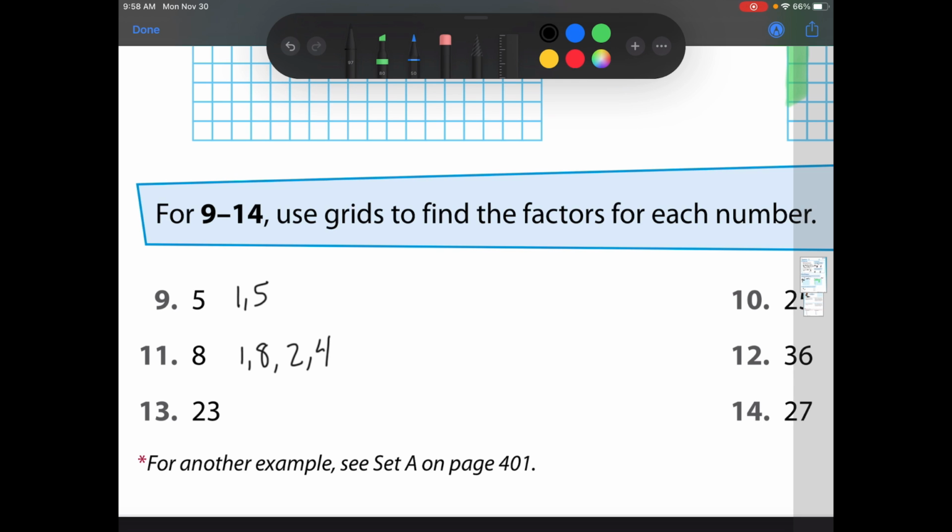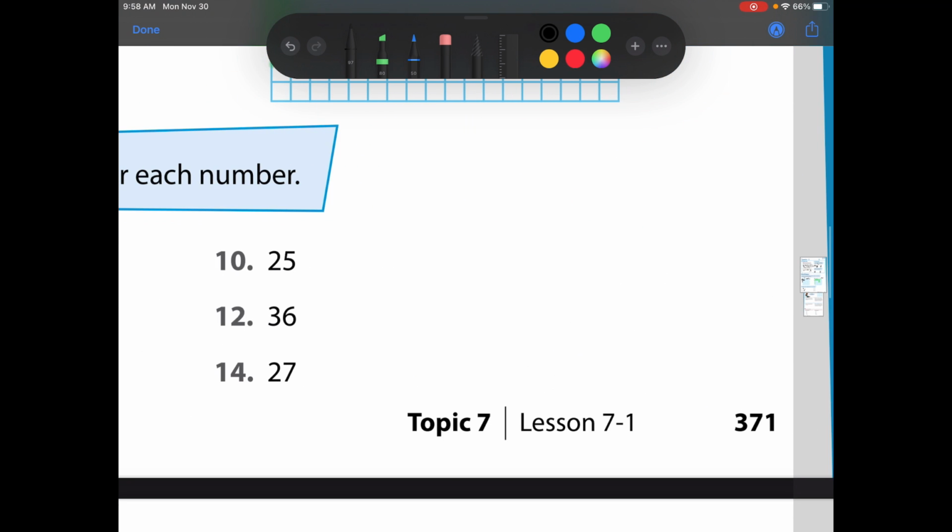23, that's going to be something that we call a prime number that we'll find out. The only way to arrange 23 is by 1 times 23. 1 row of 23, or 23 rows of 1. Now, number 10, 1 times 25. And I also know since it ends in a 5, I can multiply it by 5 as well. 5 times 5. So my factors are 1, 5, and 25.